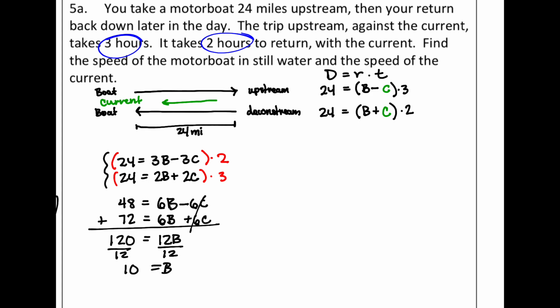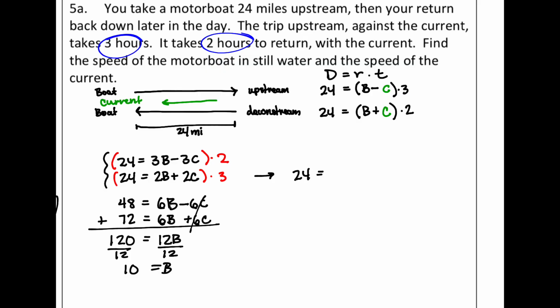So that means the speed of the boat is 10 miles an hour. Okay, let's check and see what the current is going to be now. So I need to substitute this into an equation with both variables. You have a whole bunch. I'm solving for C. I already know B. So I'm going to choose the bottom equation because I'm dividing by the coefficient of C, which is positive. Okay, so I'm going to put it in here.